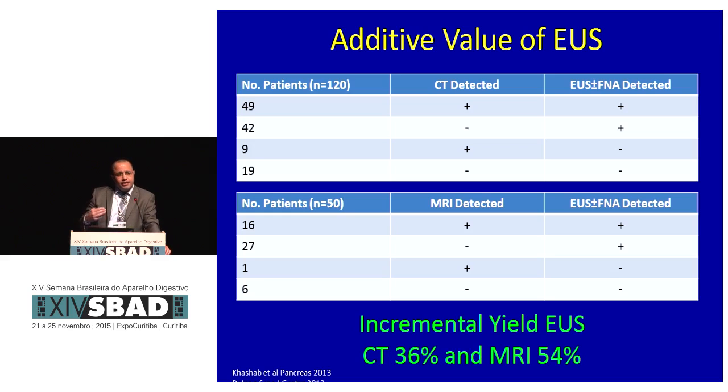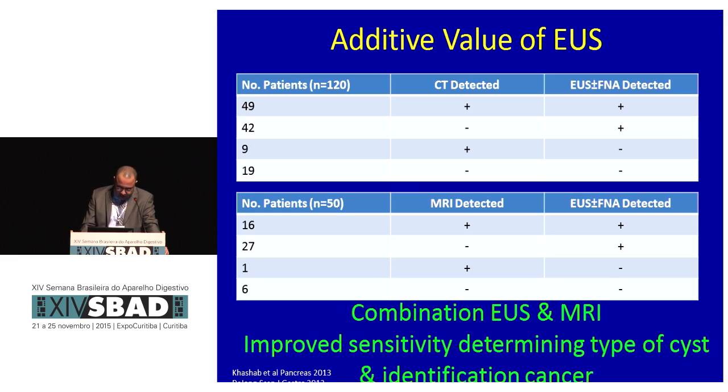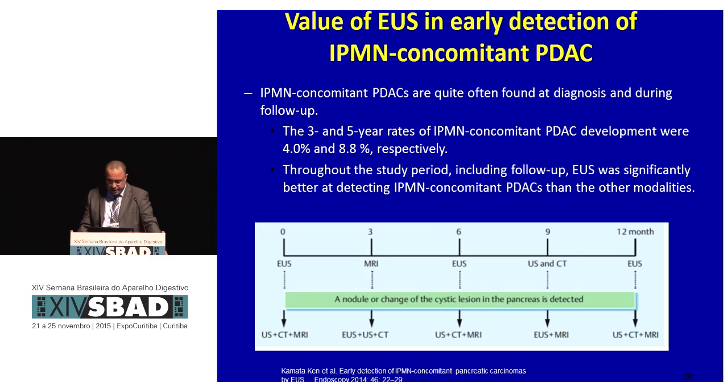So you get additional information in 36% of patients and 54% with MRI. The second study I mentioned here showed that the combination of EUS and MRI improved sensitivity in determining the type of cyst and identification of cancer. So it looks like EUS does have good additive value.